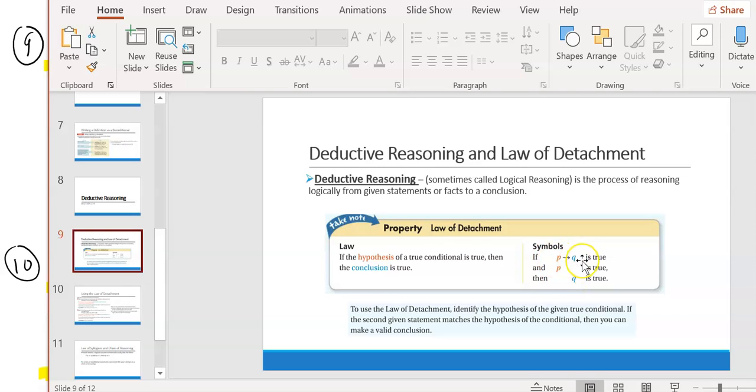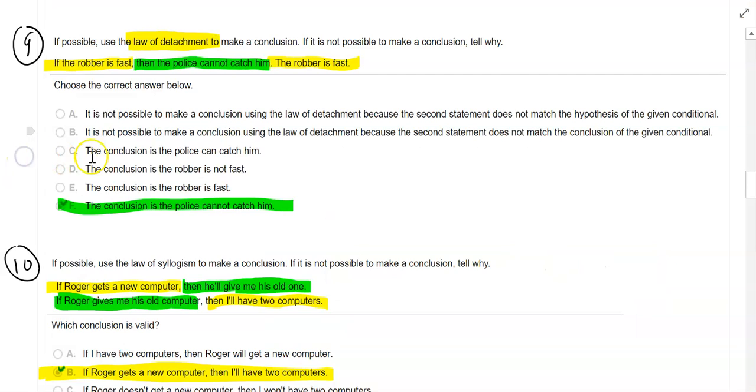And so we need this original conditional to be a true statement, and then if that hypothesis is true, the conclusion can be true. So let's look at an example of that. If the robber is fast, then the police cannot catch him. In this next statement, it has to confirm that this is true or false. So if it said the robber is tall, that does not conclude this, so I have no conclusion.